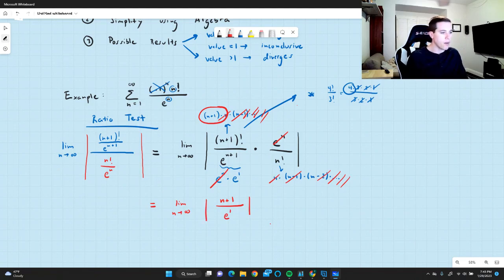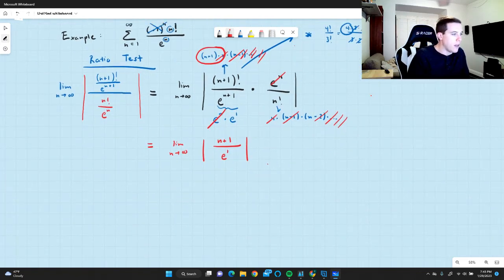And now we have to evaluate this limit. So what does this limit equal? Well, now you go by growth rate. We have the top is growing linearly, and the bottom's not. It's not e to the n, it's e to the first. Pay attention to that. It's just a constant. So in this case, the top's growing and the bottom's not. So this limit equals infinity, which is greater than 1. So therefore, the original series diverges.